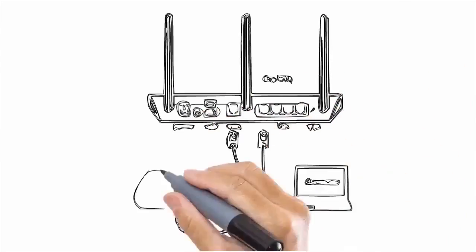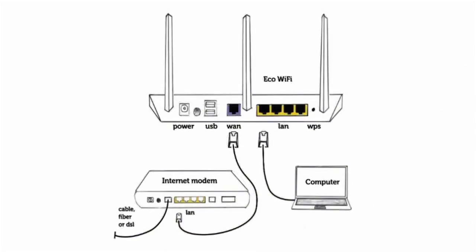It's very simple to set up this low radiation router. There are three devices we need to connect together: the modem, the router, and the computer. Look at the red arrow here. That's where you connect the wire with the internet signal that comes from your telephone or cable company.